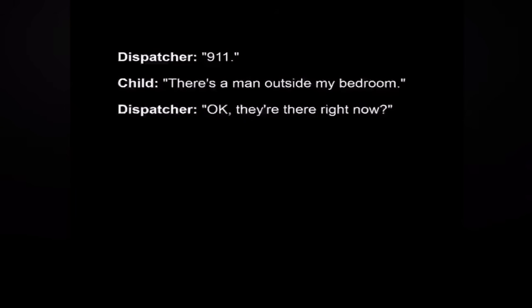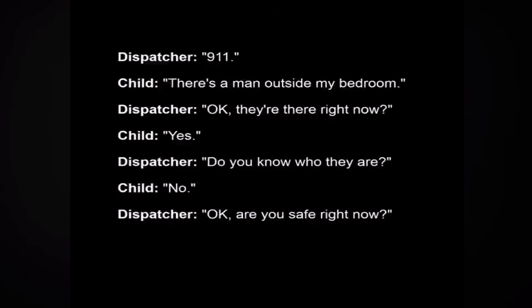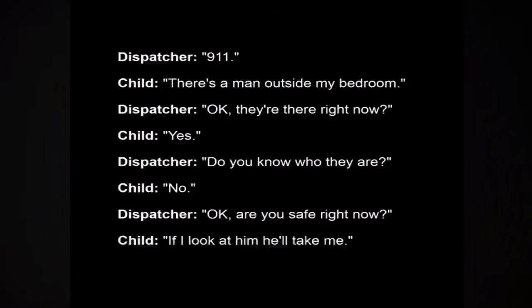Now, what the kid is saying is that there is a man outside of their bedroom. The child doesn't know who they are, and if they look at him, he will take them. So the scene changes to dashcam footage of what we can assume is a police officer heading to the house the call came from. Everything is normal, except at one point, we can see the time in the top left jump forward 1 whole minute, even though the footage didn't jump ahead with it.